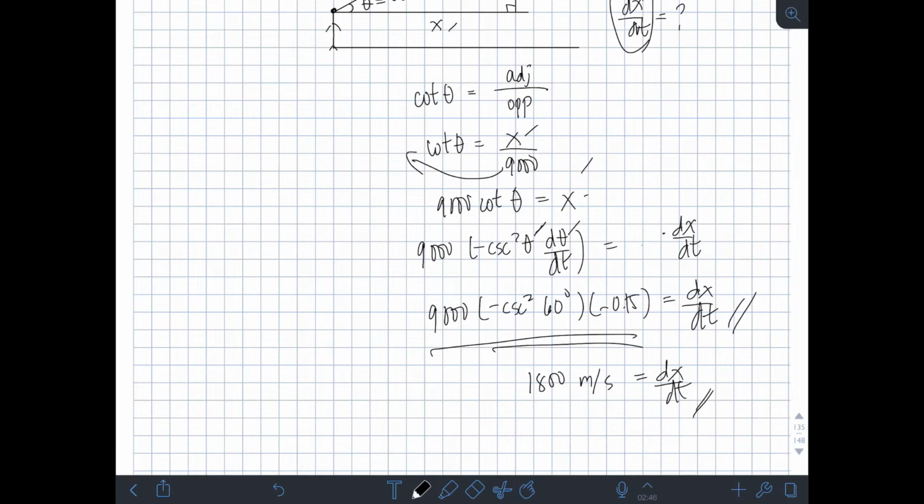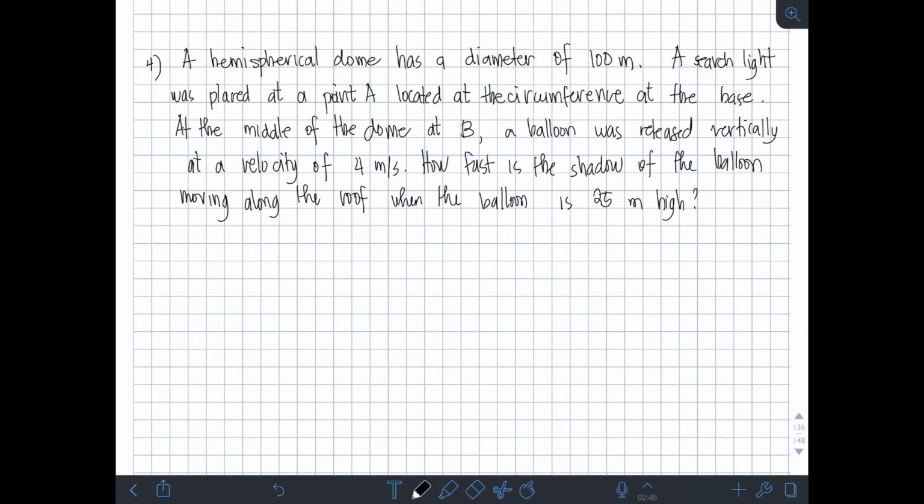dx over dt. Okay? Next, we have a hemispherical dome that has a diameter of 100 meters. A searchlight was placed at a point A located at the circumference at the base. At the middle of the dome at B, a balloon was released vertically at a velocity of 4 meters per second. How fast is the shadow of the balloon moving along the roof when the balloon is 25 meters high?